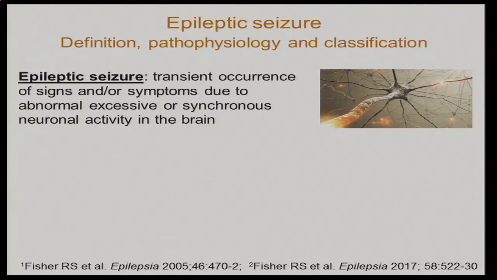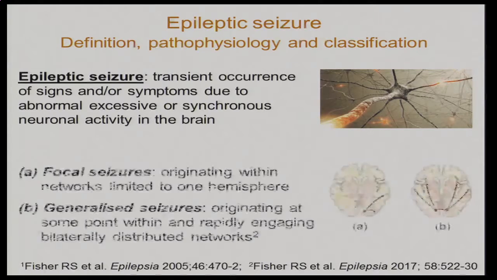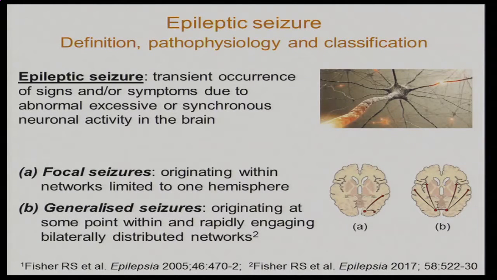So what is an epileptic seizure? It is a transient occurrence of signs and or symptoms due to abnormal, excessive, or synchronous neuronal activity in the brain. Broadly, they are divided into focal seizures, which originate within networks limited to one hemisphere, as shown in Figure A, or generalized seizures, and these originate at some point within and rapidly engage bilaterally distributed networks.